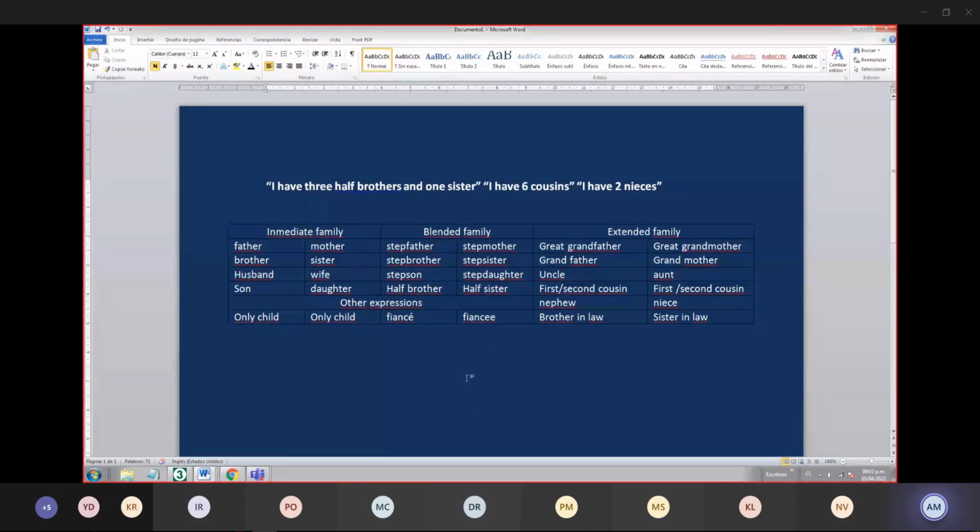Who else wants to read their family members? Me, teacher. Go ahead, please. I have 1 brother and 1 sister-in-law. I have 5 cousins, and I have 2 grandmothers. I have 1 grandfather, and I have 1 great-grandmother. It's a huge family too. Thank you very much. Anyone else?